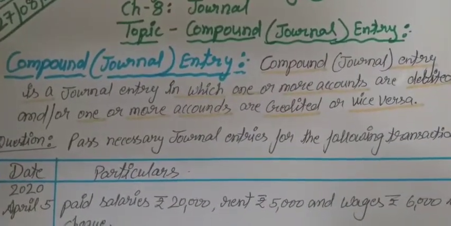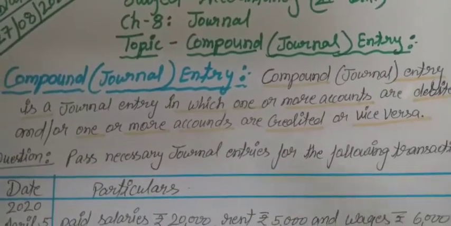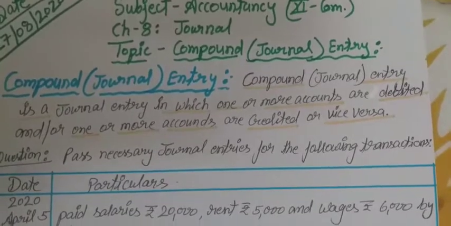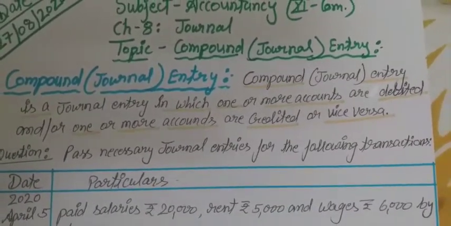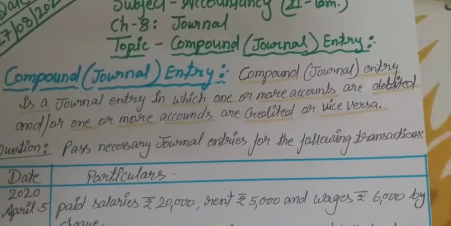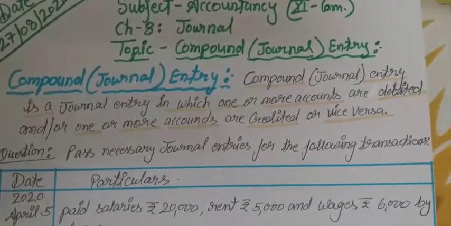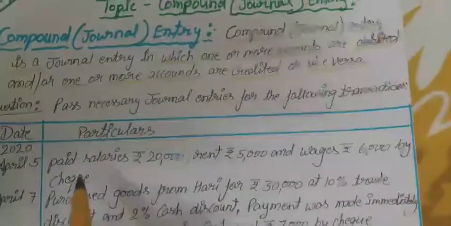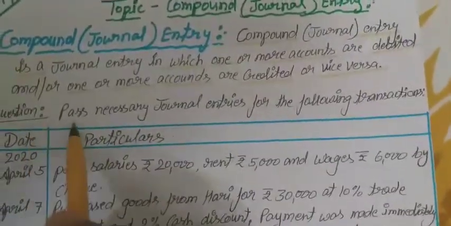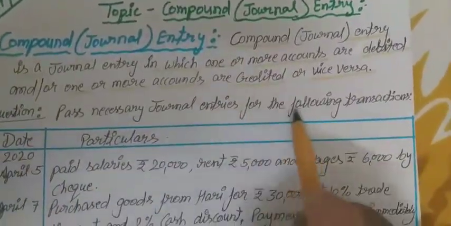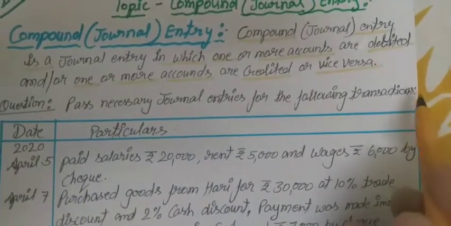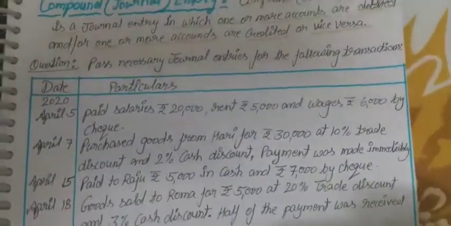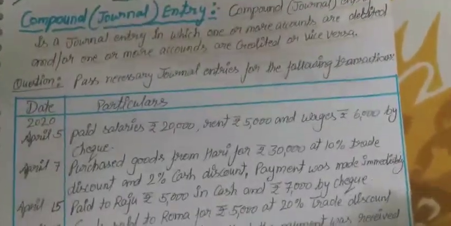Is it clear, students? So related to the compound journal entry, we have some transactions which we are going to solve now. The transactions are: pass necessary journal entries for the following transactions. We have some transactions for which we have to solve the journal entry, or a compound journal entry.